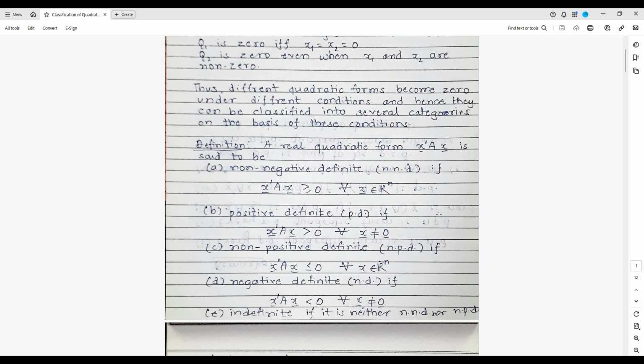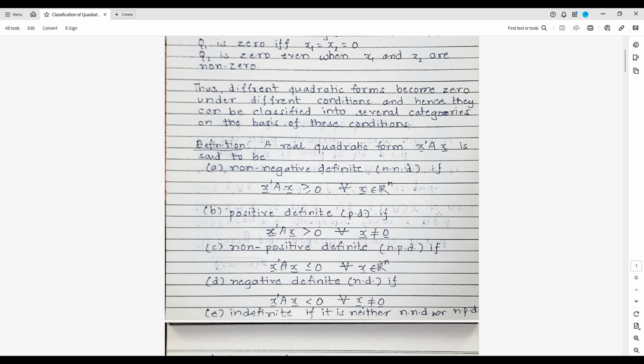Now, what does it mean? Note that x prime Ax will be 0 when x is equal to 0. And that is true for all quadratic forms. Whenever you choose x itself as a null vector, x prime Ax is always going to be 0. So what are the other possibilities, when x prime Ax is equal to 0 but x itself is not equal to 0, or x prime Ax is greater than 0 even when x is not equal to 0, etc. So this is what all we are thinking about.